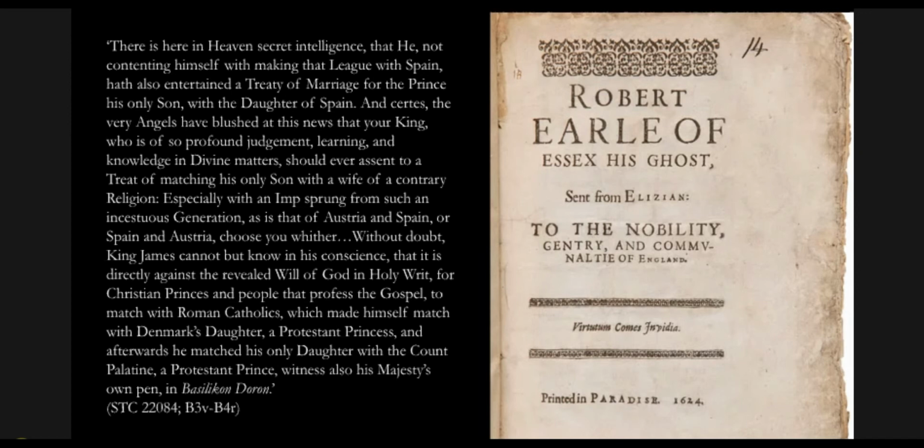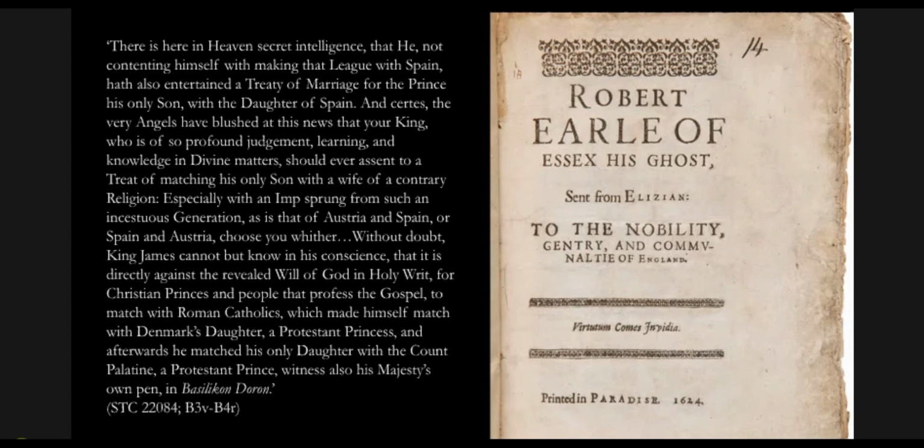So here is one extract from it. There is here in heaven secret intelligence, that he, not contenting himself with making that league with Spain, hath also entertained a treaty of marriage for the prince his only son, with the daughter of Spain. And certes the very angels have blushed at this news, that your king, who is of so profound judgment, learning, and knowledge in divine matters, should ever assent to a treaty of matching his only son with a wife of a contrary religion, especially with an imp sprung from such an incestuous generation as is that of Austria and Spain, or Spain and Austria, choose you whether.